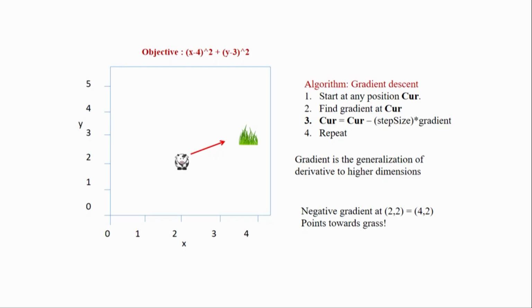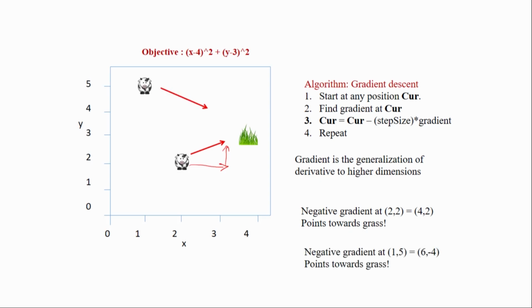So in this particular case, what is the negative gradient at (2, 2)? You are trying to find the partial derivatives with respect to x and y. And if you look at the negative gradient at (2, 2), it is (4, 2). This can be computed in this case. Which means, 4 is in this direction, 2 is in this direction. So your negative gradient is pointing towards the grass, right? The direction (4, 2) is pointing towards the minimum, right?